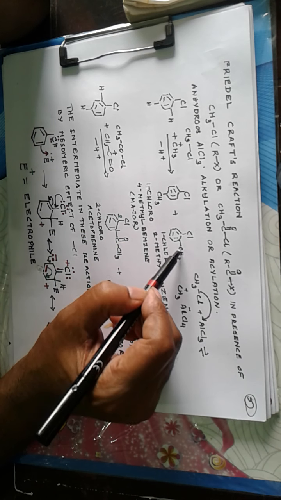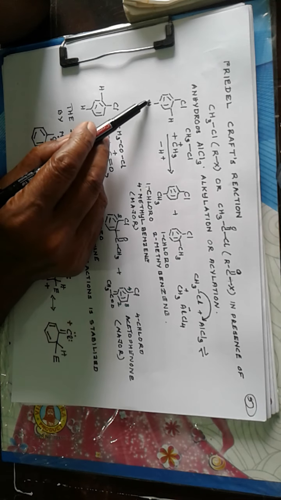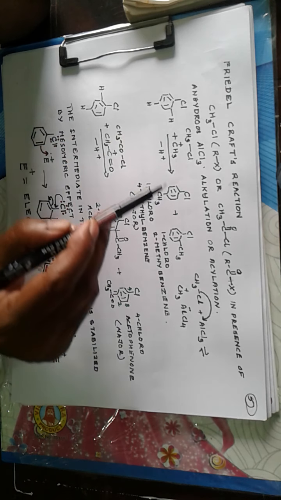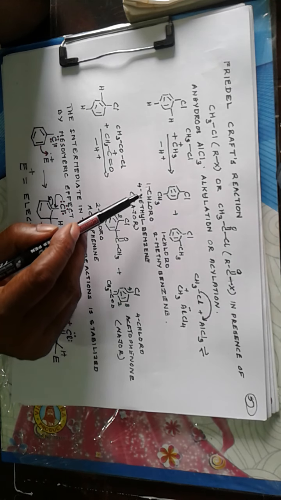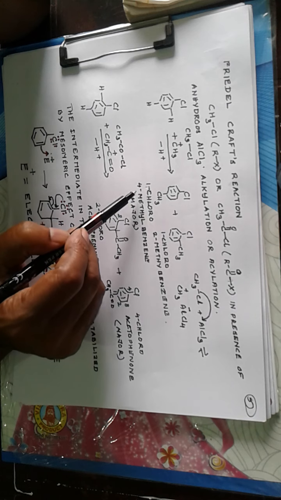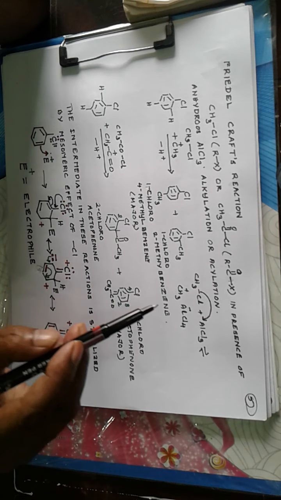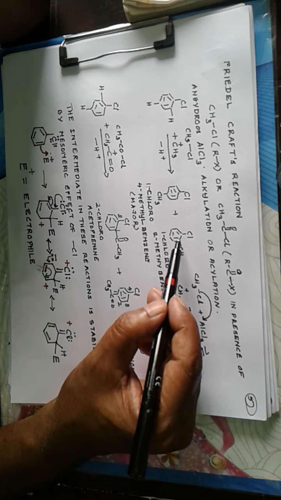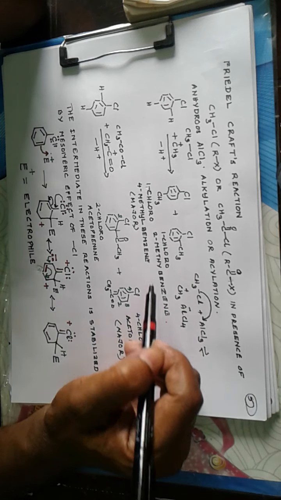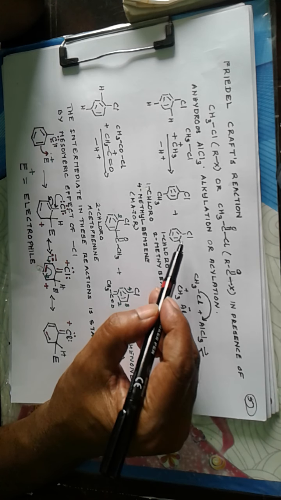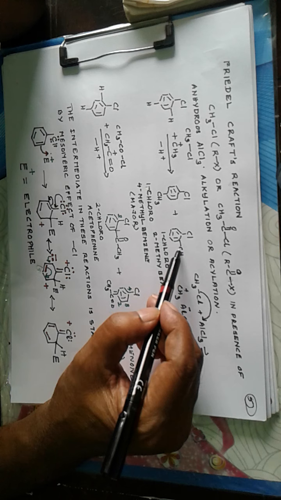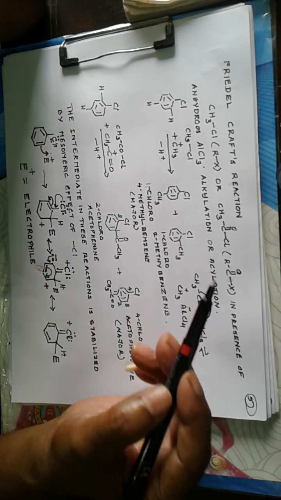the ortho derivative. Similarly, H positive is removed from the para position. CH3 enters there. We get 1-chloro-4-methyl benzene, and this one is 1-chloro-2-methyl benzene, or we call it orthochlorotoluene or parachlorotoluene.